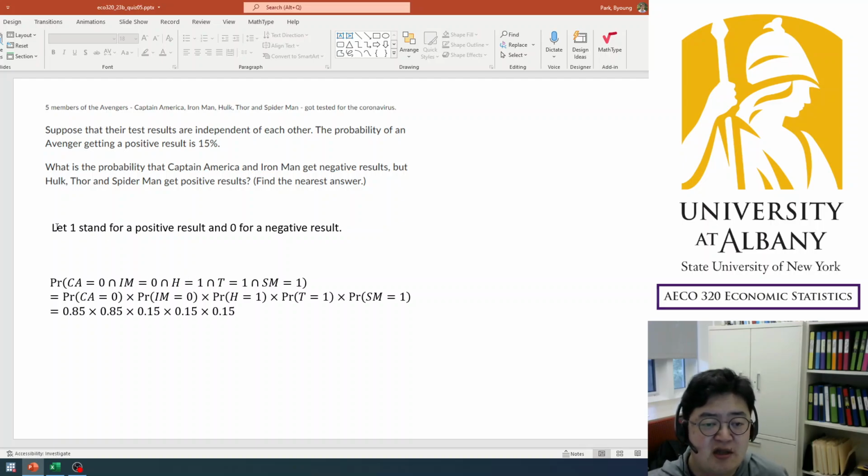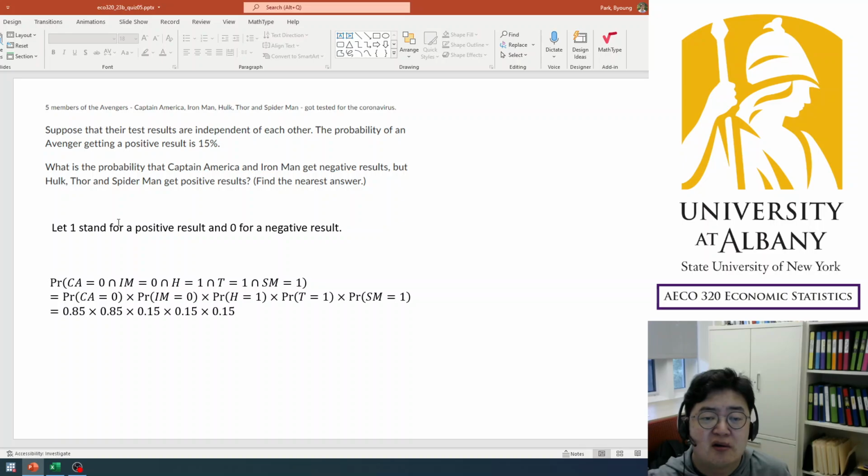And I will write 1 for positive result and 0 for negative result. And this is natural in this context because I gave you the probability of positive result. So we are counting positive results, and so usually we think of probability of success. So success is positive result in this context, given the 15%. It doesn't matter, but 0, 1 is just a way of labeling the two events.